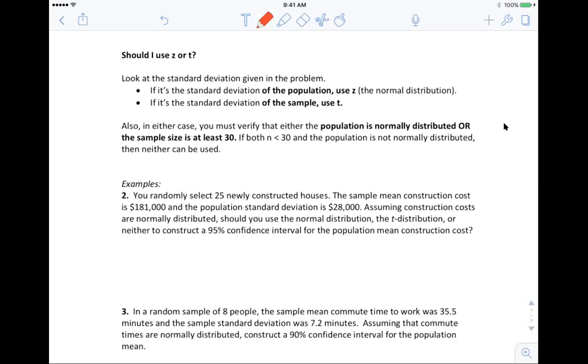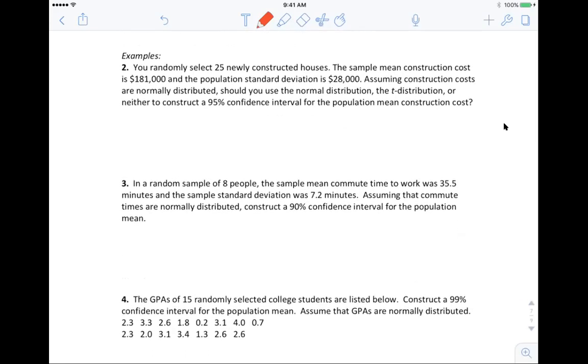The only other thing you have to verify is that you have one of the two things. Either the population is normally distributed or the sample size is at least 30. Okay, otherwise you can't even do a confidence interval at all. Okay, so for the rest of these, let's just decide, is it Z or T, and then do the appropriate one.